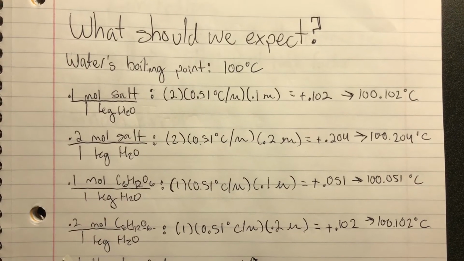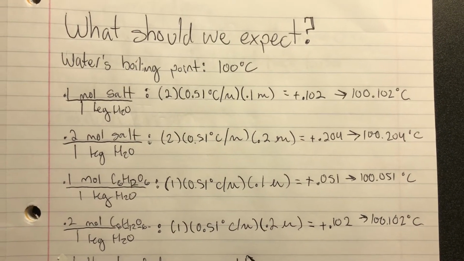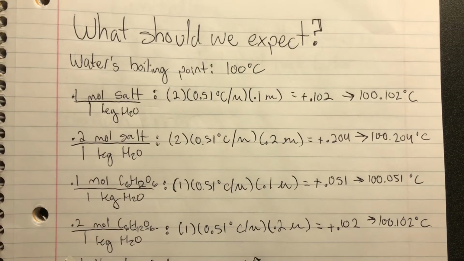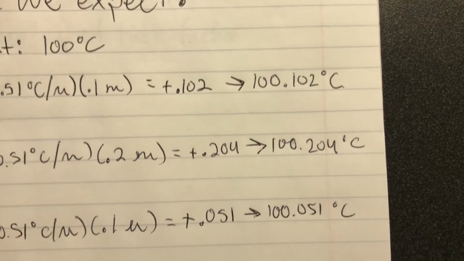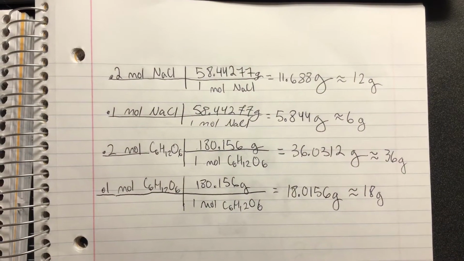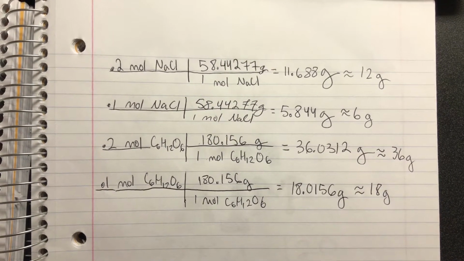We expect water's boiling point to be 100 degrees Celsius. We're going to be testing a 0.1 molality and 0.2 molality saltwater solution versus a 0.1 molality and 0.2 molality sugar water solution, and listed are those expected values. First, we will start by calculating the necessary grams to make the solutions.